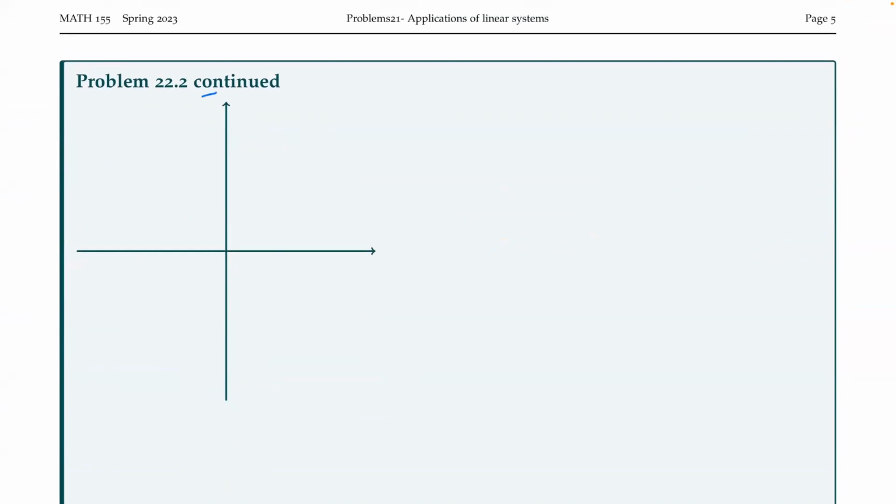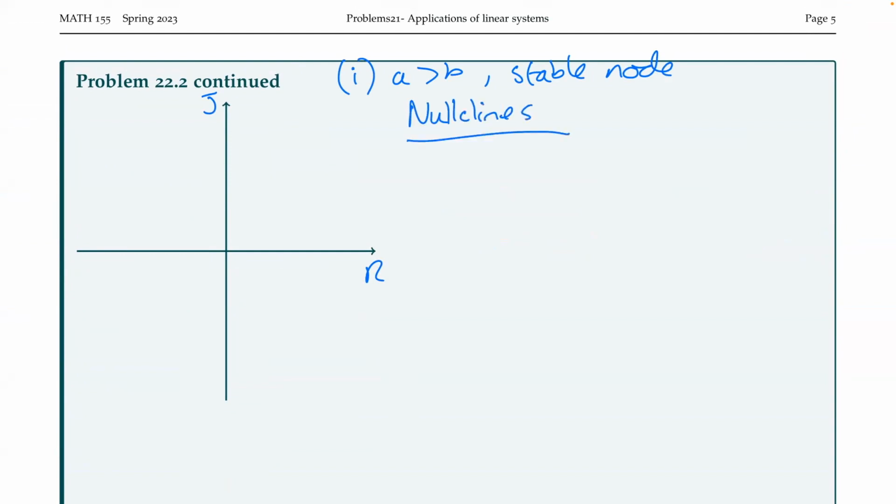let's again think about drawing what these look like, but we're going to have to split it into two different cases, okay? In case one, we have A is greater than B, and we're going to have a stable node at the origin. So once again, have a go at just finding your null lines. Find the direction field on your null lines, and then have a go at sketching this. Okay. So you should end up, when you do your null lines, you'll have two straight lines that go through the origin, but they'll be going through different gradients.